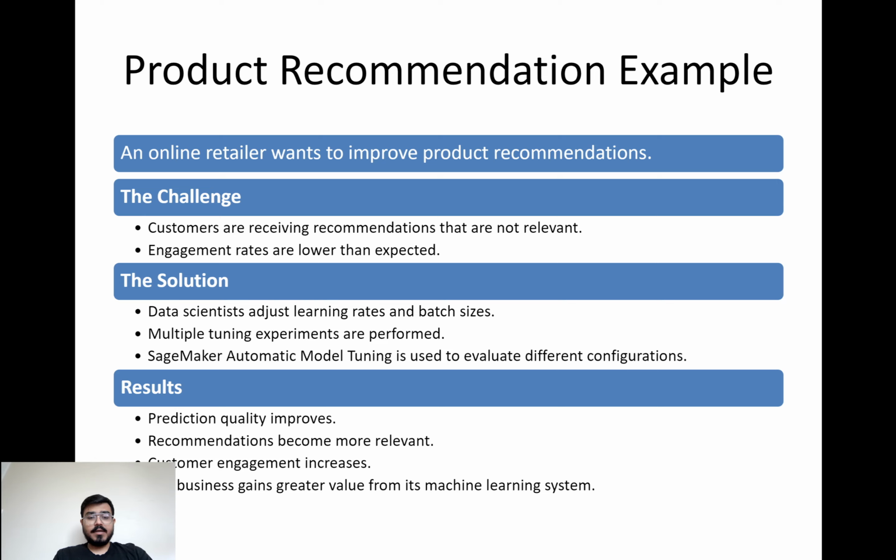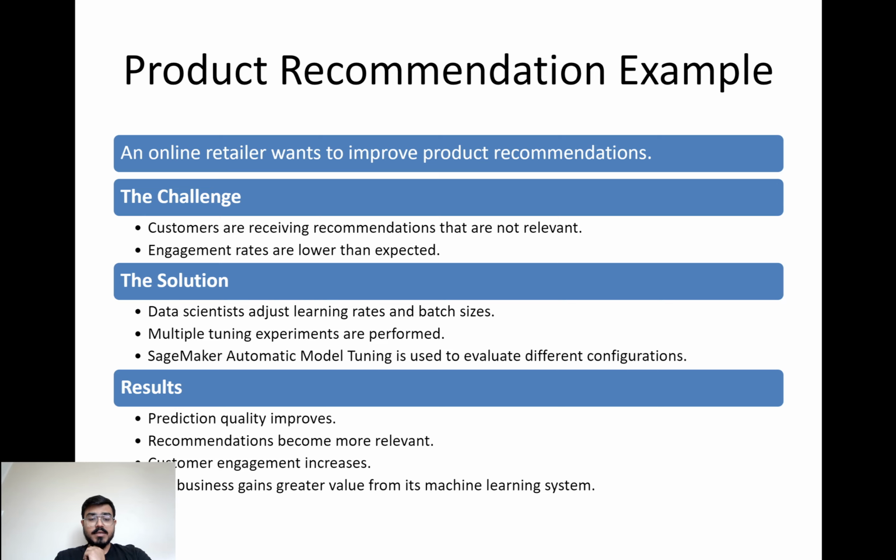The company decided to investigate the issue. Data scientists reviewed the machine learning model and determined that improvement may be possible through model tuning. Instead of rebuilding the entire system, they begin adjusting important hyperparameters such as learning rate and batch size. They also perform multiple tuning experiments to test different combinations of settings. Each experiment produces slightly different results. Some configurations improve performance while others do not.